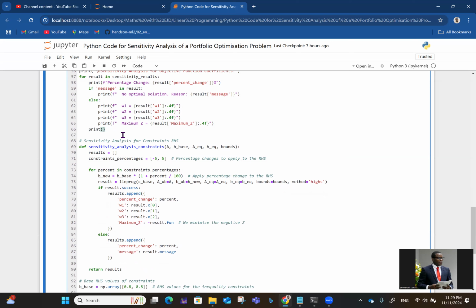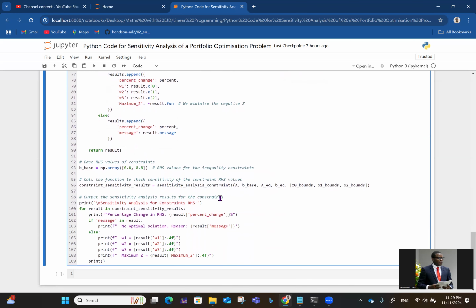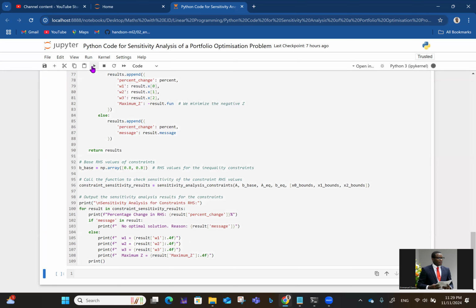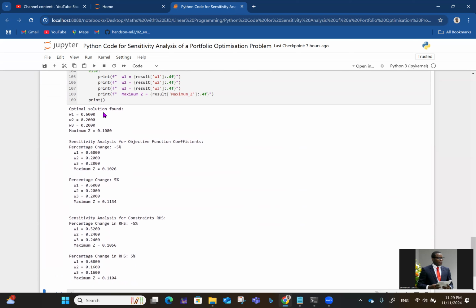So we define that kind of function we defined before for the objective function, right? We define all of that, and then we also end up calling the results. And by the time you just click on this, in one blow, you get all the results. The first one is the optimal solution when you solve normally. So you see 60, 20, 20, that's 0.6, 0.2, 0.2, and the maximum return is 0.108, that's 10.8%.